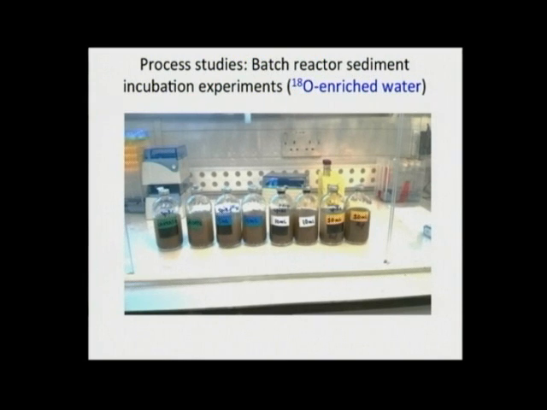So to answer this, we took the sediment and we incubated it, but we incubated it with enriched water. We enriched the water with delta 18. So if we see this enriched water in the sulfate, we will know that something is going on there. And to some of the bottles, we also added lactate, just to see what will happen if we add very available organic matter.